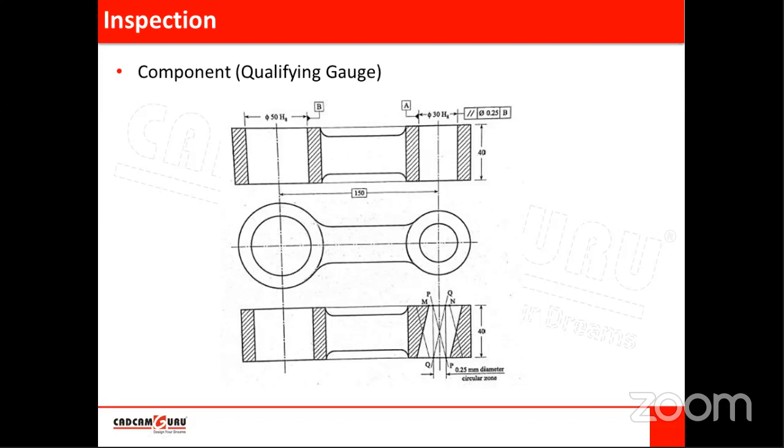If there is error in parallelism in a component, the gauge should accommodate that component. If the error is within the limit, then we should be able to insert this qualifying gauge. If it is more than 0.2, then it should not enter the hole available in the qualifying gauge. So this is a simple qualifying gauge we can design for inspecting parallelism between two axes.